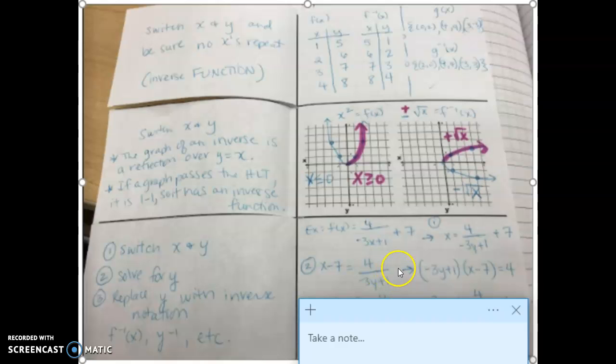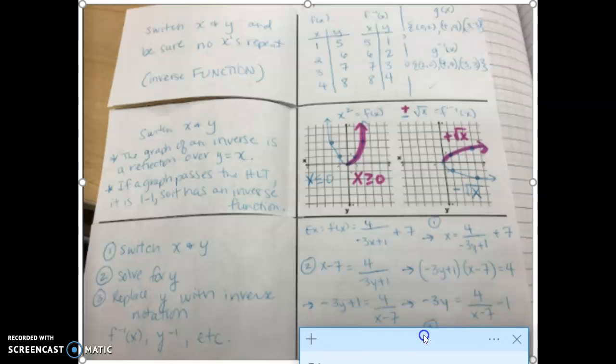So when I multiply it on the right side, the -3y plus 1 is going to cancel out. And then I'll have -3y plus 1 times x minus 7 equal to 4. I'm going to now start solving for y. Since y is right here beside the -3, I don't need to FOIL this out. I can simply divide both sides by x minus 7. So now I am closer to getting y by itself. I need to subtract 1 from both sides, so that's going to be 4 over x minus 7 minus 1. And then I just simply have to divide by -3.